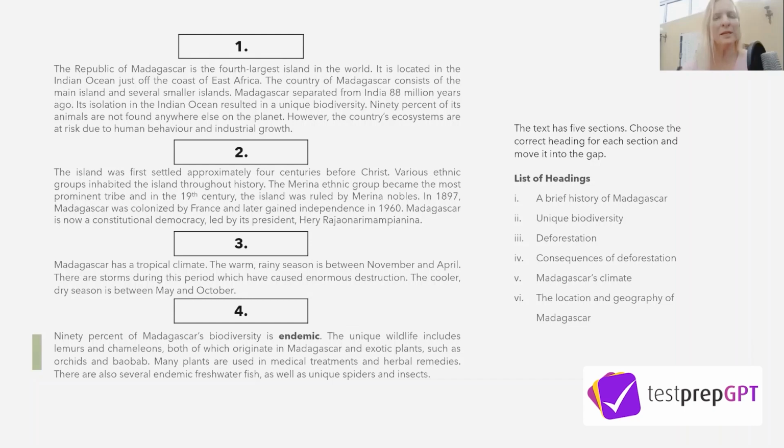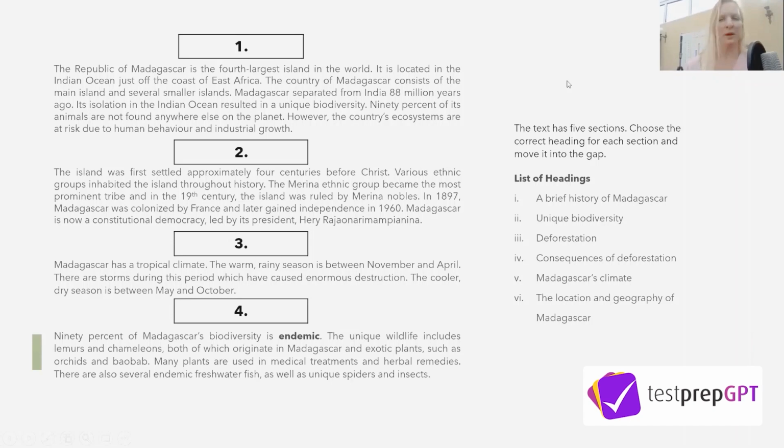However, the country's ecosystems are at risk due to human behavior and industrial growth. Okay, so we now know that the text is about, you guessed it, Madagascar. But as you look at the titles, they refer to a lot of different aspects of Madagascar. So let's have a quick read through the titles.